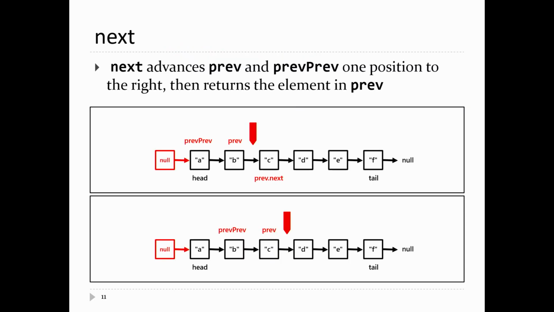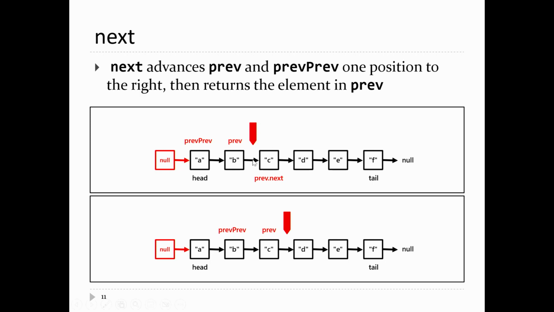Okay, so what does next do? Next advances previous one position to the right, and then returns the element that was in previous. So if my iterator is sitting here, and we call next, the iterator moves.